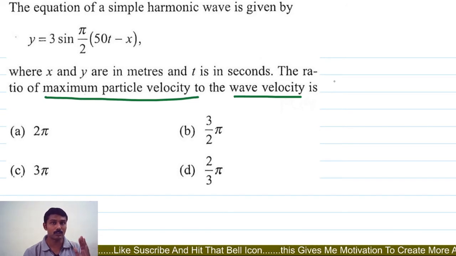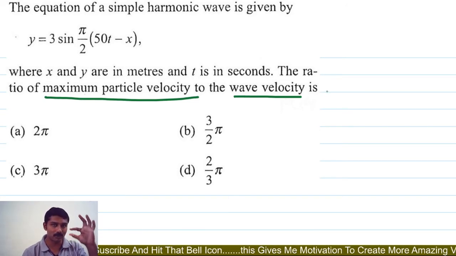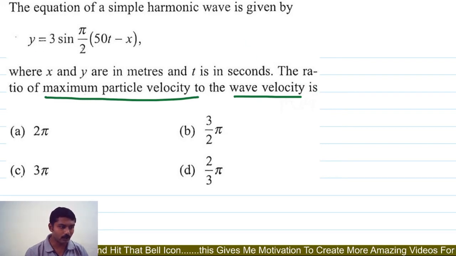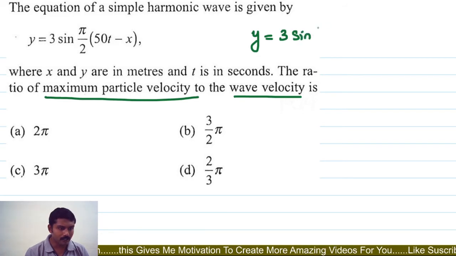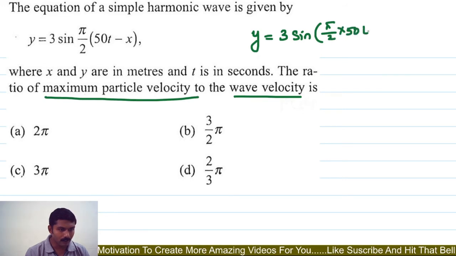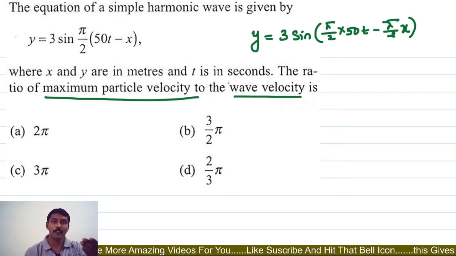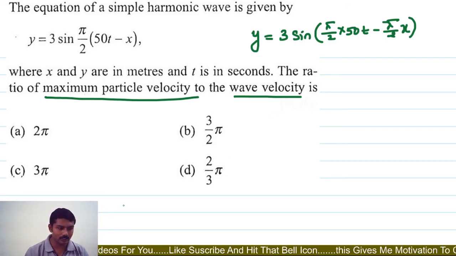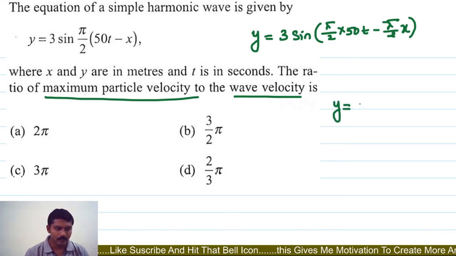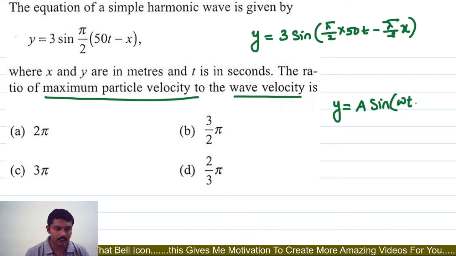Now this question makes sure that you go through different levels of questions in simple harmonic motions. If I multiply it inside, I can write this equation as y is equal to 3 sine of (pi by 2 times 50t minus pi by 2 times x). Correspondingly, for a simple harmonic motion, I can write the equation like this: y is equal to A sine of (omega t minus k x).